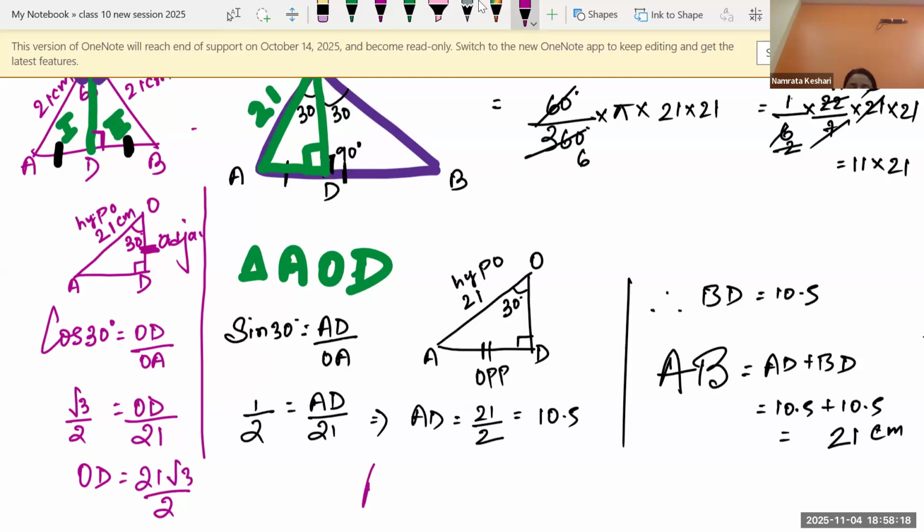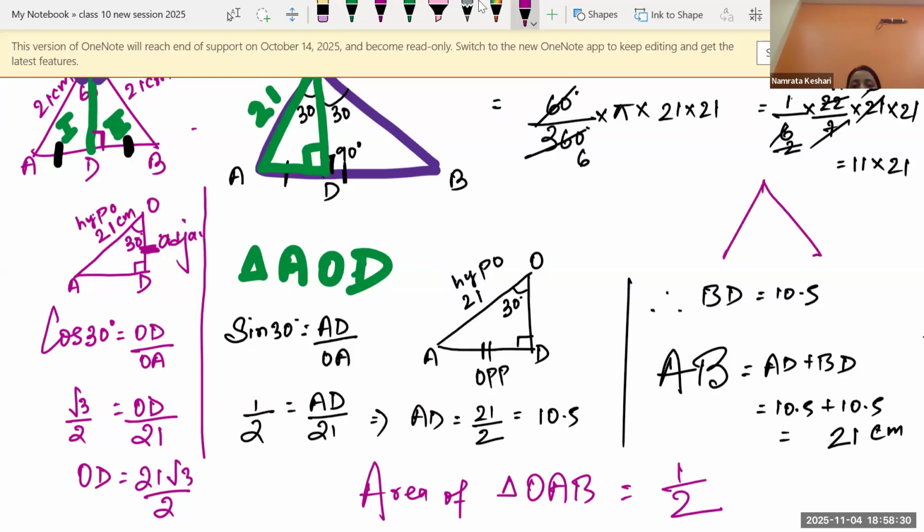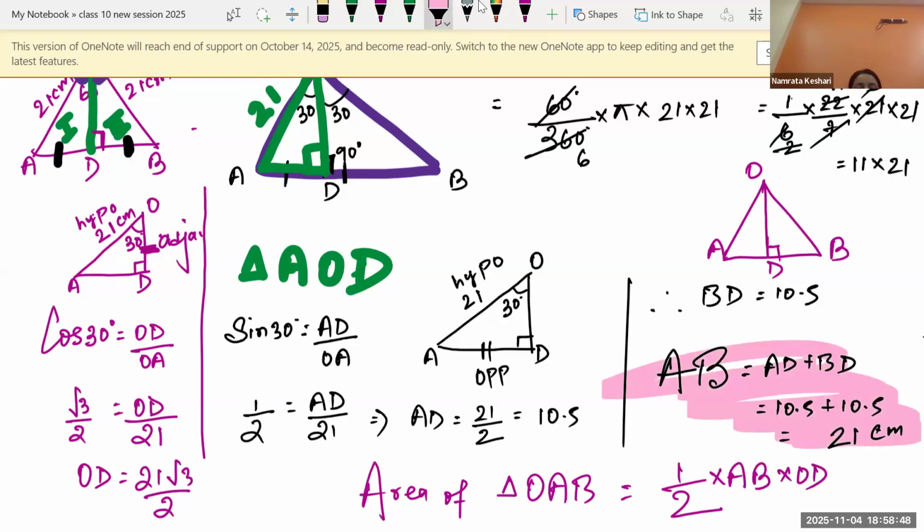So area of triangle OAB will be 1 by 2 into base. Okay. We were having the triangle like this, OAB, and we have dropped the perpendicular from O. Okay, so 1 by 2 into base is AB and the perpendicular is OD. We know AB, we know OD. See, this is our AB and this is our OD. We will just put the values and we will do the calculation to get the final area.